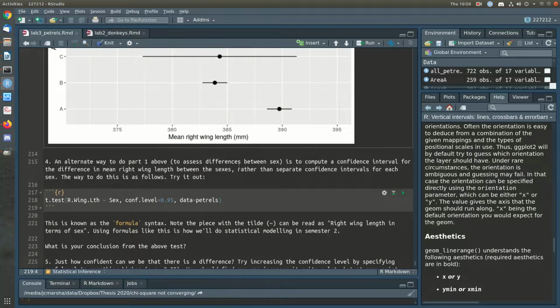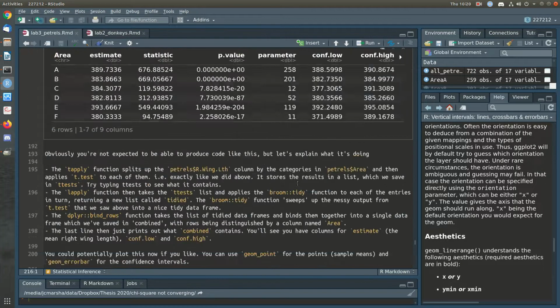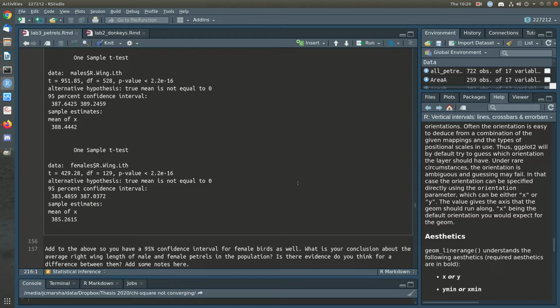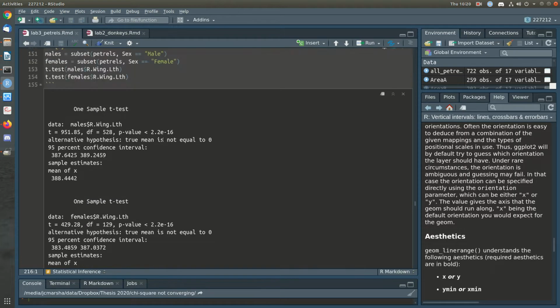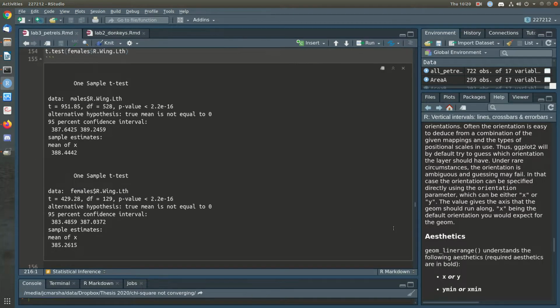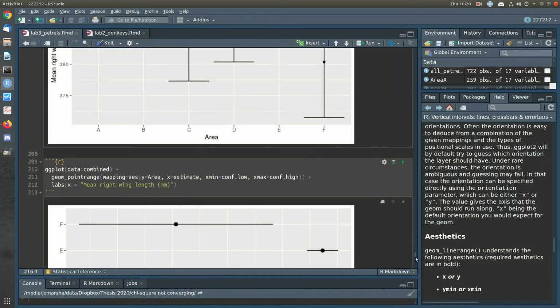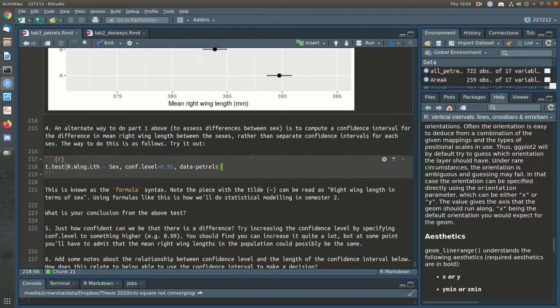Now the other way to do the right wing length in terms of sex, so differences between sex that we did up here, the other way to do this is to do a single confidence interval. Okay, and we can do this because we've just got two groups. And when we have two groups, then we could look at the average difference between the groups. So instead of looking at the average for one group and the average for the second group separately, computing a confidence interval for each one, and then comparing the confidence intervals, we could instead look at the difference between the average right wing length of males and females, and then produce a confidence interval for that difference.